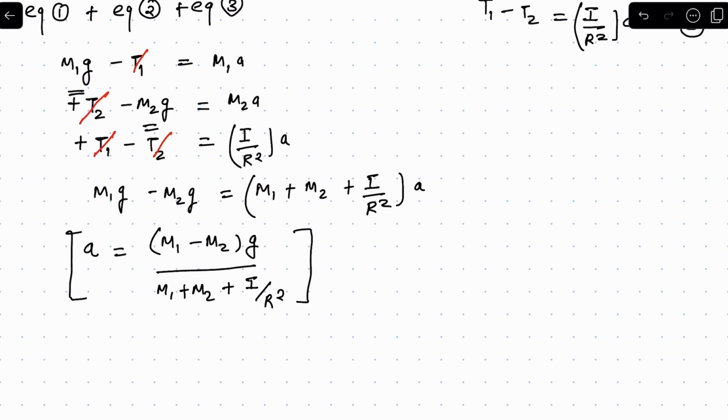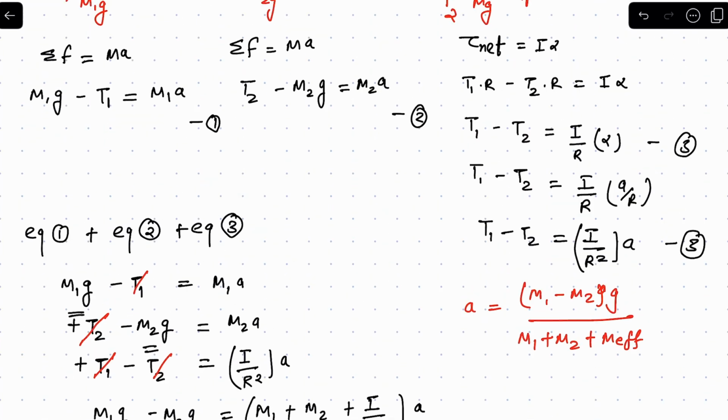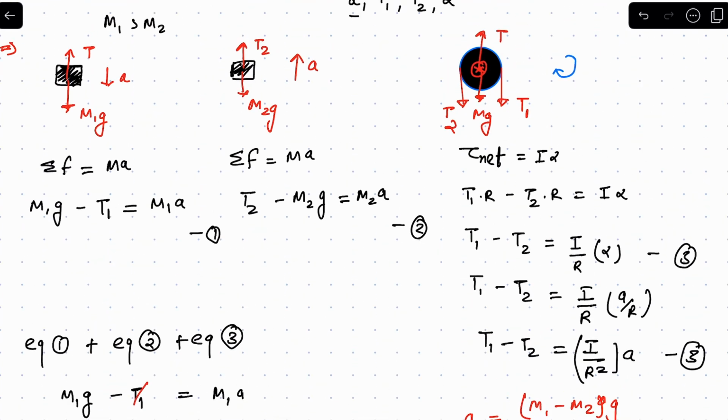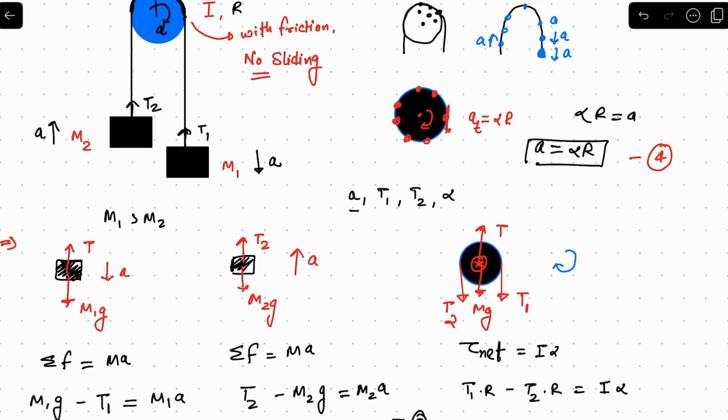If we want to memorize this, we can keep in mind that the acceleration of the pulley and mass system, with the pulley having a mass, is (M1 minus M2) g, the net force, divided by the net mass M1 plus M2 plus the effective mass of the pulley, given by I by R square. Now that we have understood this, we can figure out everything from acceleration to velocity to angular acceleration, and both tensions T1 and T2 as well.